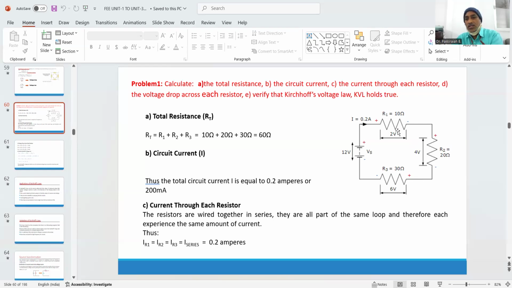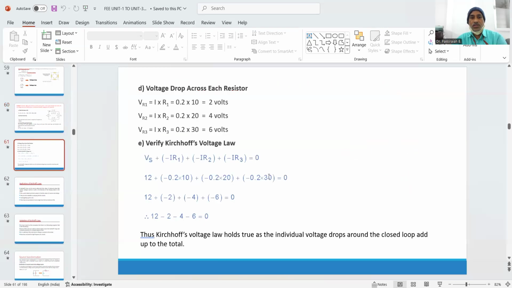So you add all these three drops, 2 plus 4 plus 6, 12, equal to what we have applied. Or if I add all these drops with respect to the provided supply, it should become equal to 0. 12 minus 2 minus 4 minus 6 equal to 0.